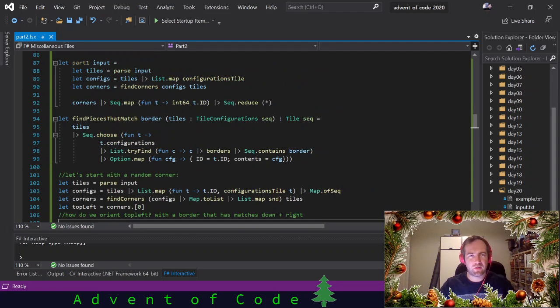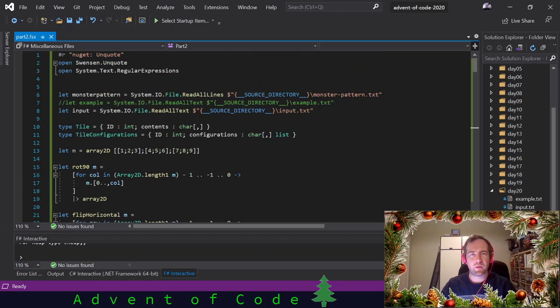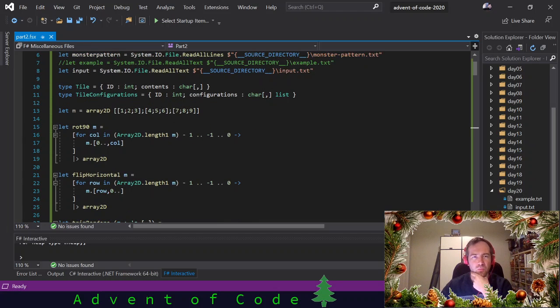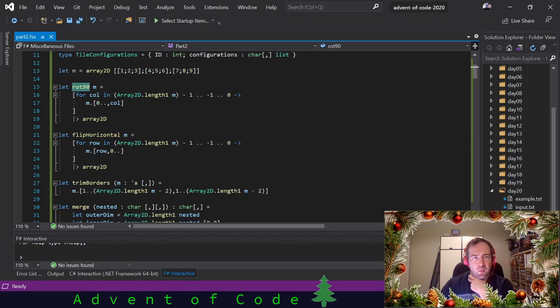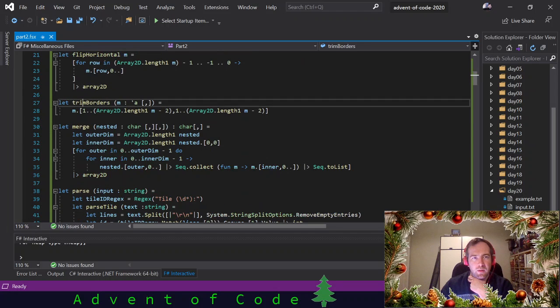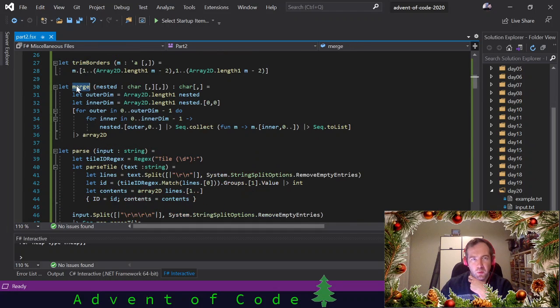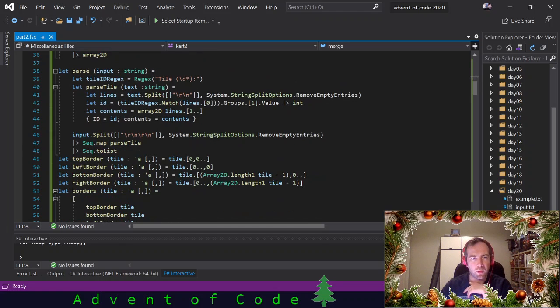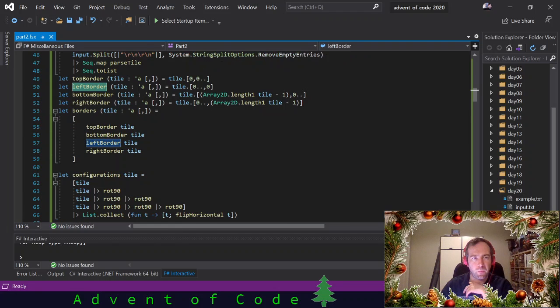Let's see if I can go over the code, or if there's something else worth mentioning. So yeah, we have basic operations like rotating, flipping, trimming borders, merging all the little puzzle pieces together into a single matrix. Parsing was for part 1. These are the functions that get me the right side of a puzzle piece or the left border of a puzzle piece. So these are also interesting.